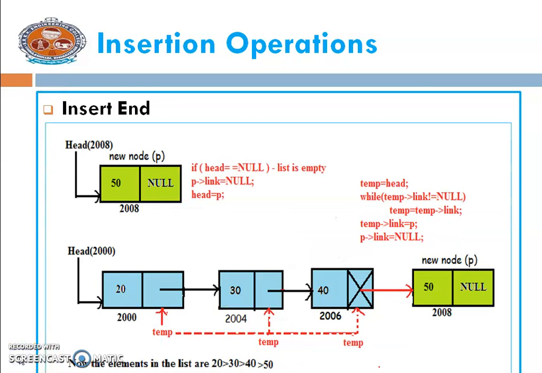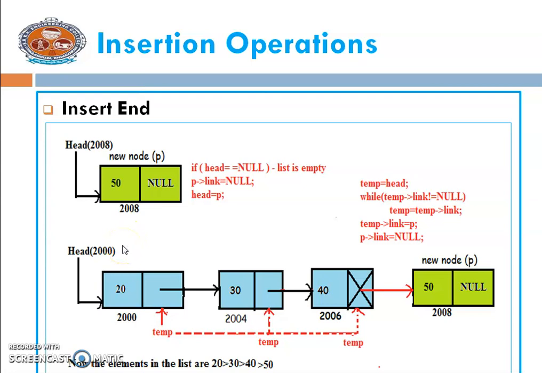The next insertion operation is insert end. Create a new node P and give the value of X in the data part and P of link as null. Check whether the list is empty. If head equal to null, P of link is equal to null and head is equal to P. As there are no elements present in the list, the newly created node P becomes the first node in the linked list.